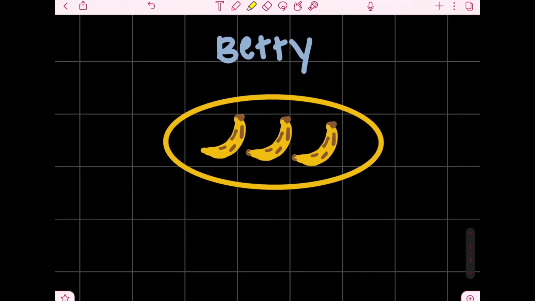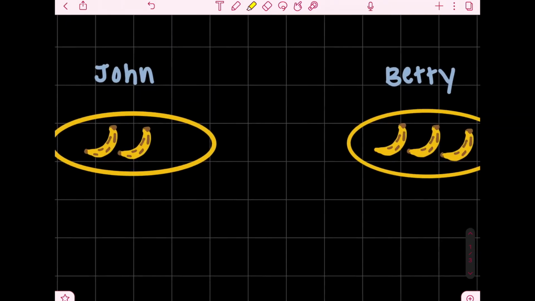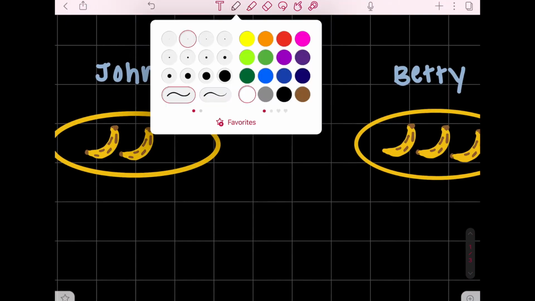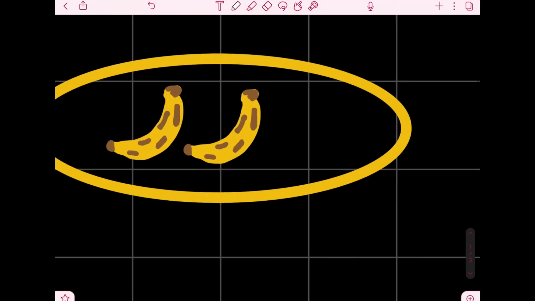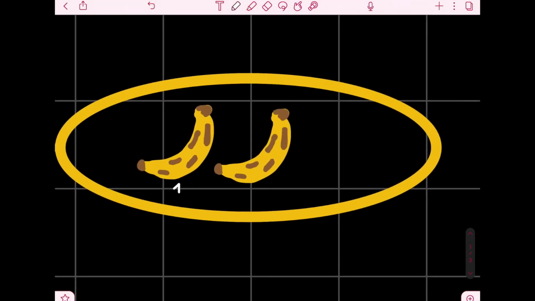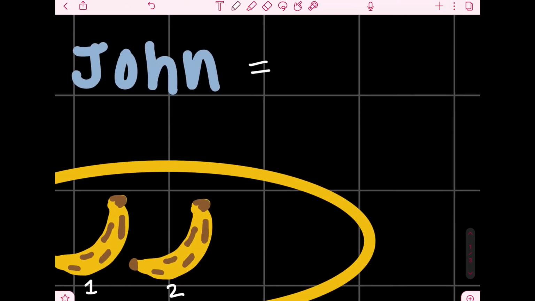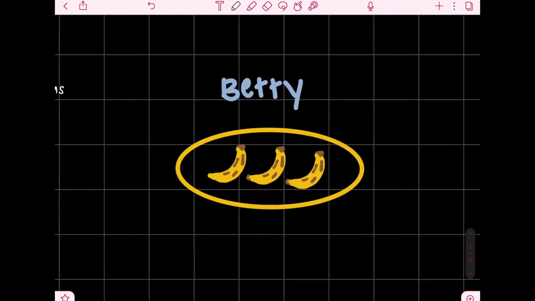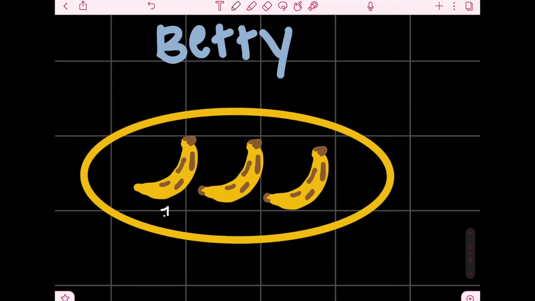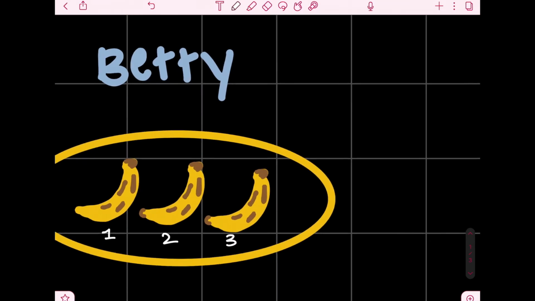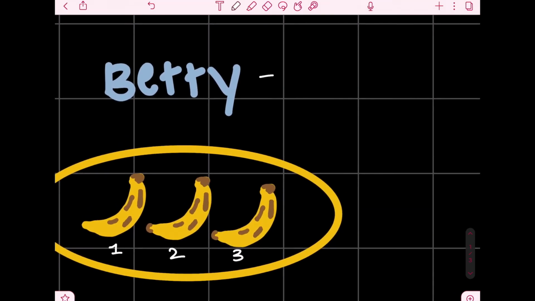In this problem, we want to find how many bananas they have together. So what I'm going to do is first, I'm going to number off the different bananas. So John has 1 banana and a 2nd banana. So since we just found out that John has 2 bananas, I'm going to write that next to his name. 2 bananas. Now over on Betty's side, let's count how many she has. 1, 2, and 3. So we just figured out that Betty has 3 bananas. I'm going to write that next to her name. 3 bananas.